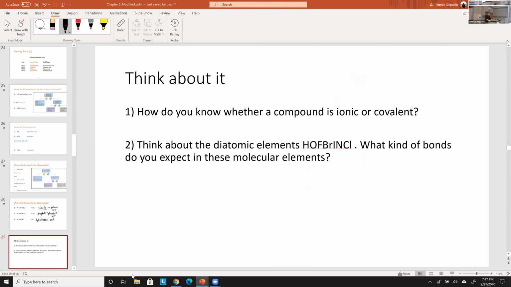So hydrobromic acid. Good. All right, cool. But actually, this is an important thing. How do you know whether a compound is ionic or covalent? Based on what type of atoms are in there, metals or non-metals, or both. That's important.